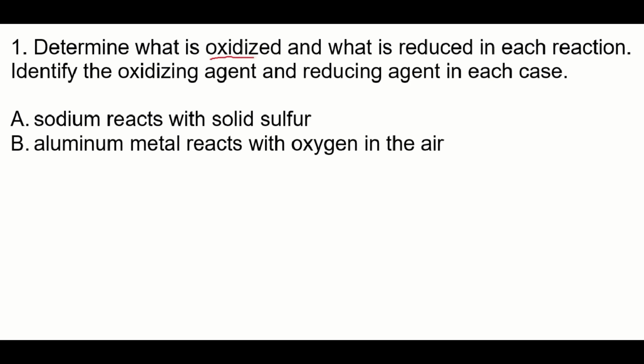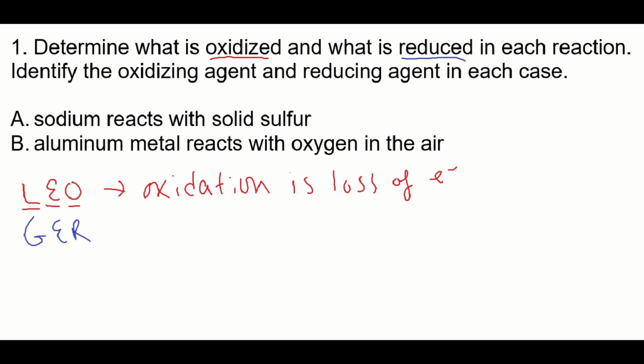Let's determine what's oxidized and what's reduced in each of these reactions. We'll also identify the oxidizing and reducing agents. Let's quickly recap what oxidation is. You can use the mnemonic "LEO the lion goes GER." What that stands for is loss of electrons is oxidation, and gain of electrons is reduction.